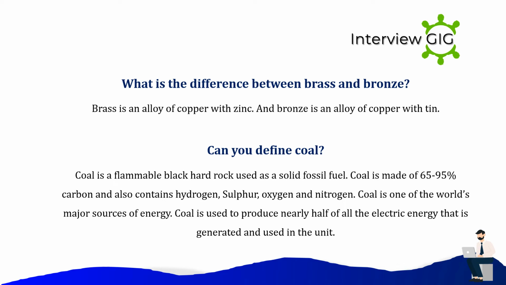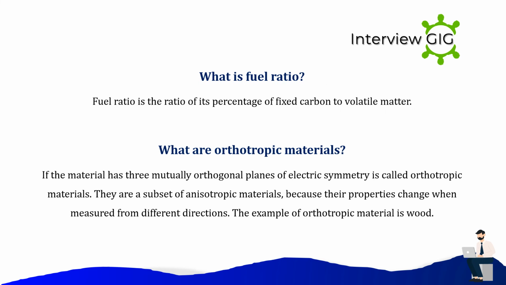Can you define coal? Coal is a flammable black hard rock used as a solid fossil fuel. Coal is made of 65 to 95% carbon and also contains hydrogen, sulfur, oxygen and nitrogen. Coal is one of the world's major sources of energy. Coal is used to produce nearly half of all the electric energy that is generated and used in the US. What is fuel ratio? Fuel ratio is the ratio of its percentage of fixed carbon to volatile matter.